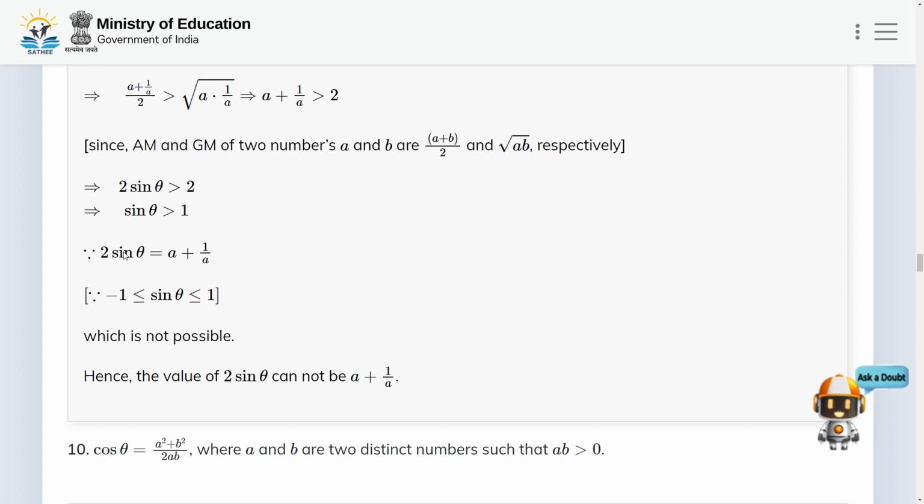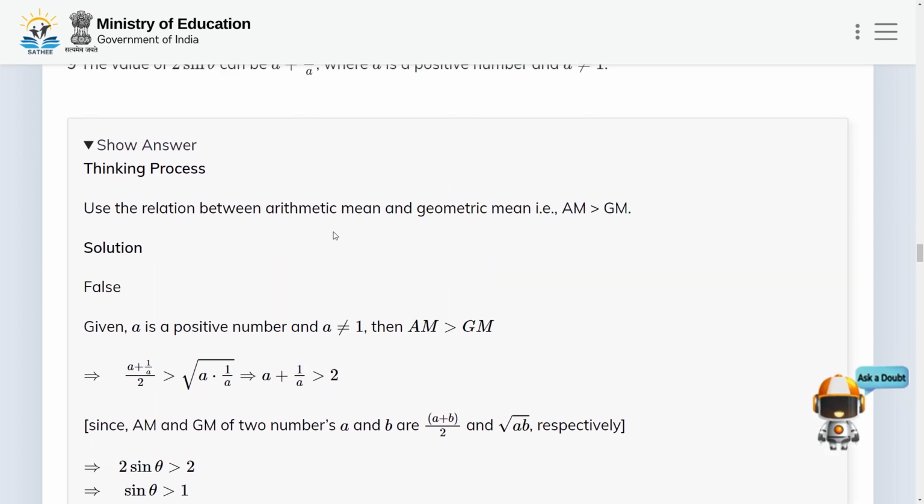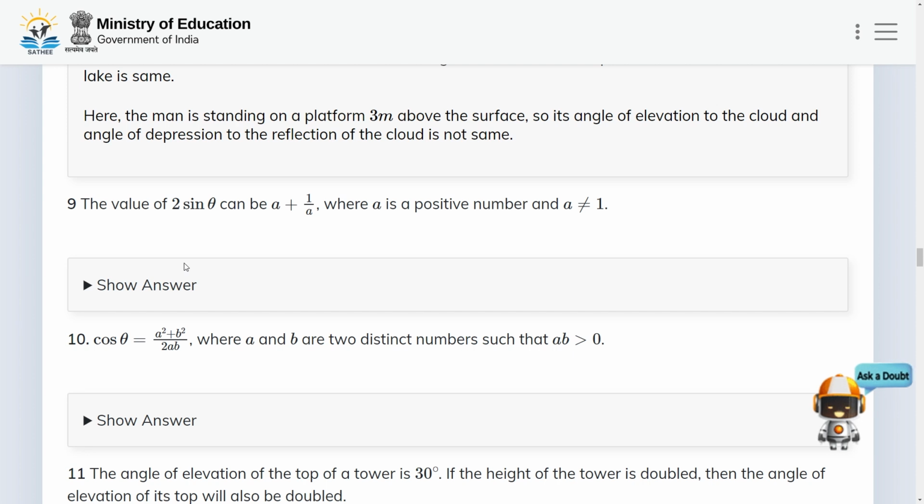Okay, since 2 sine theta is equal to a plus 1 by a, and since we know sine theta always lies between -1 and 1, that is, sine theta is greater than or equal to -1 and less than or equal to 1, this is not possible. Hence the value of 2 sine theta cannot be a plus 1 by a. So the given statement, the value of 2 sine theta can be a plus 1 by a, where a is a positive number and a does not equal 1, is a false statement.